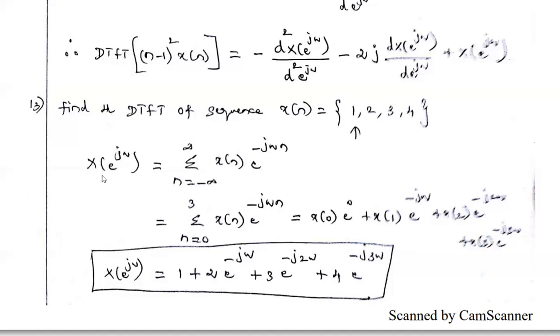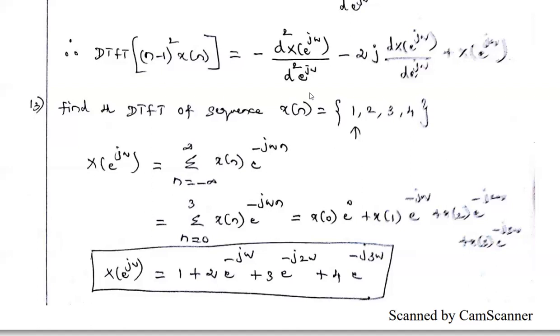You know the DTFT formula. What is the DTFT of any signal x of n? Capital X of e power j omega equals summation n equal to minus infinity to infinity x of n e power minus j omega n. This is the formula for the discrete time Fourier transform, and in that formula we have to substitute the value of x of n. In the standard formula, n is the discrete time, and n varies from minus infinity to infinity.